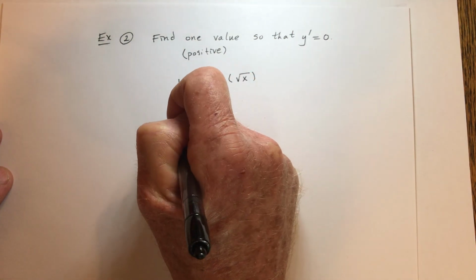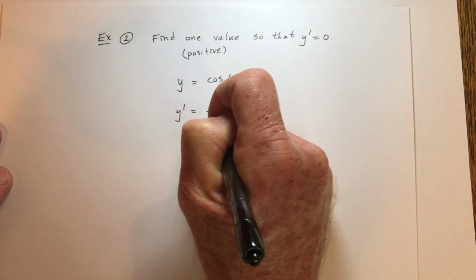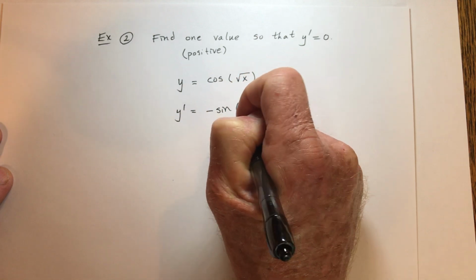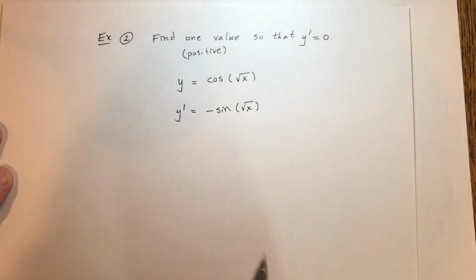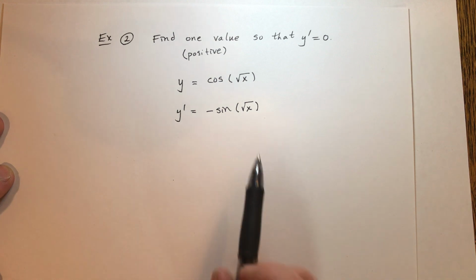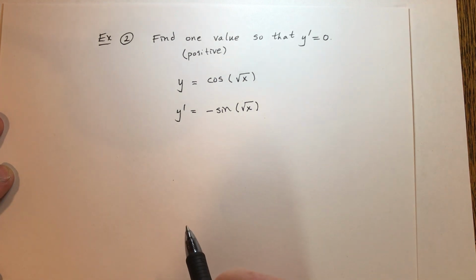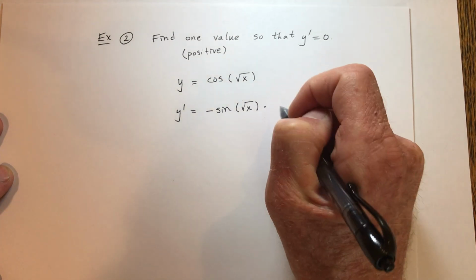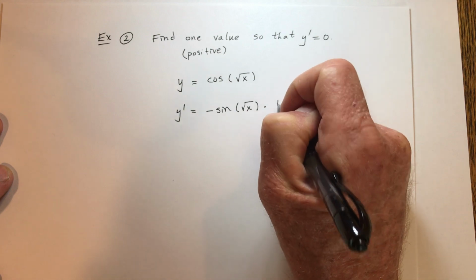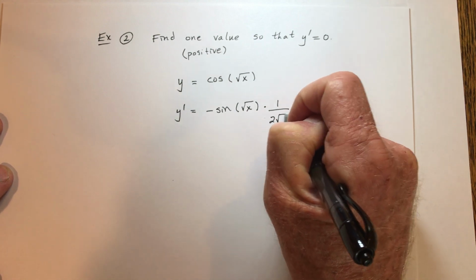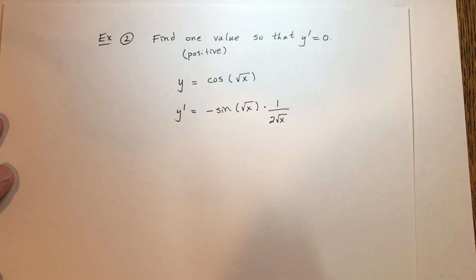What's the derivative of cosine? So the derivative of cosine is negative sine, and the chain rule says you can only take one derivative at a time, so the square root of x has to stay there for now. Then take the derivative of the square root of x, which is 1 over 2 times the square root of x. So there is the derivative.